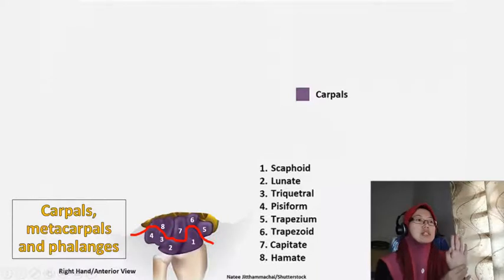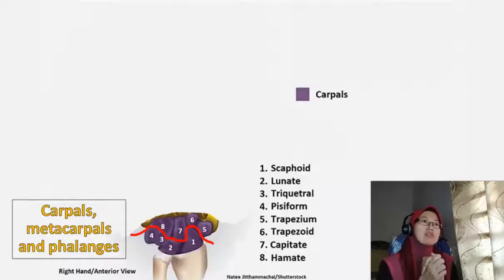So the first group of bones of the hand that I want to emphasize here is the carpal bone. Carpal bones, the small bones of the hand, consist of 8 different bones. Okay, as you can see here: scaphoid, lunate, triquetral, pisiform, trapezium, trapezoid, capitate, hamate.